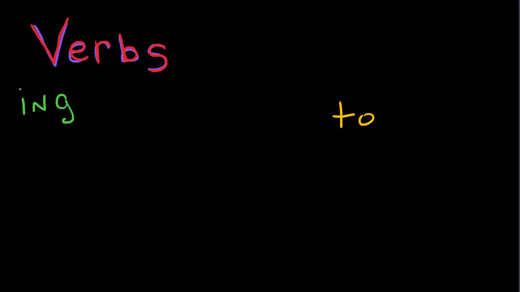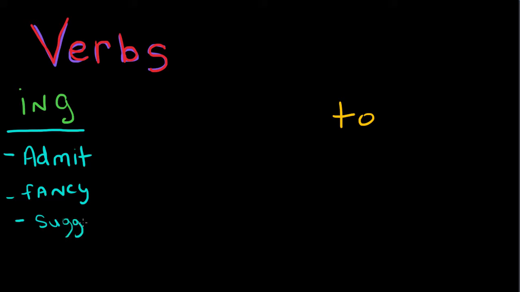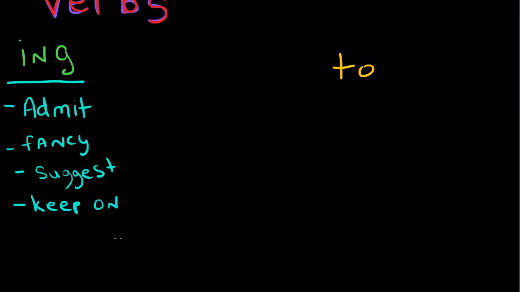So let's look at some examples of ing verbs. For example, ing verbs are verbs that we use with another verb after them, with the gerund. For example, admit, fancy, suggest, and keep on, and there's more. Consider and enjoy.